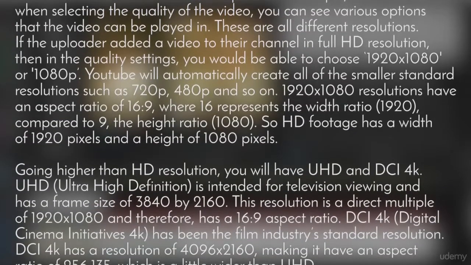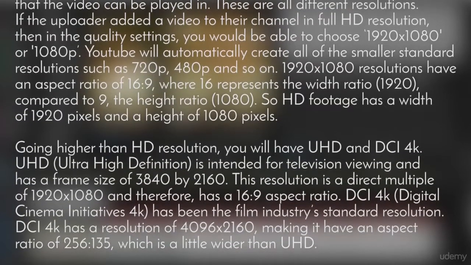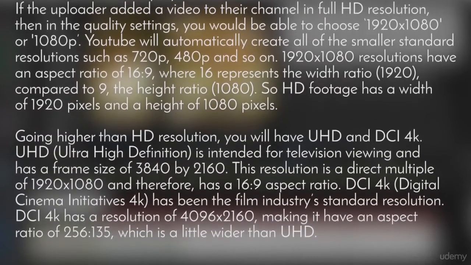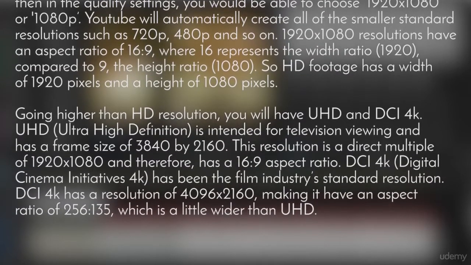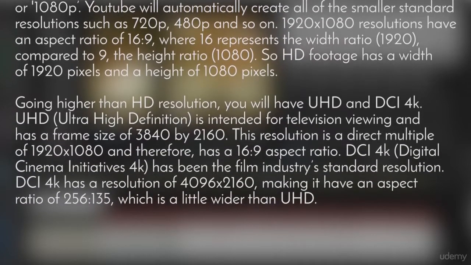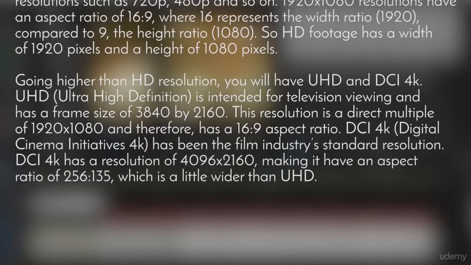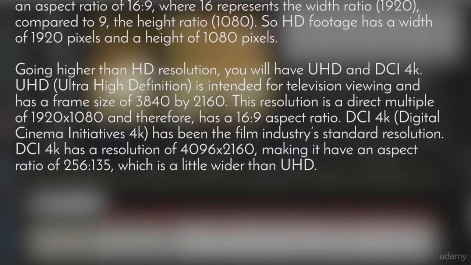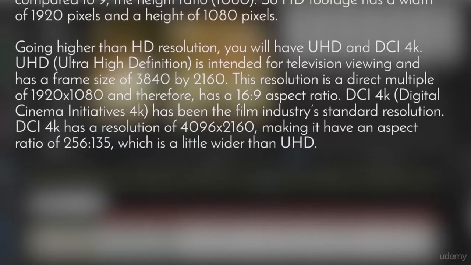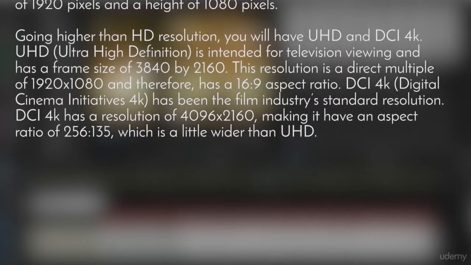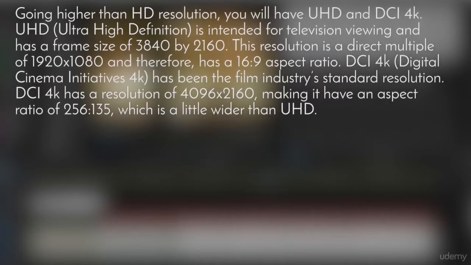Going higher than HD resolution, you will have UHD and DCI 4K. UHD, ultra high definition, is intended for television viewing and has a frame size of 3840 by 2160. This resolution is a direct multiple of 1920 by 1080 and therefore has a 16:9 aspect ratio. DCI 4K, Digital Cinema Initiatives 4K, has been the film industry's standard resolution. DCI 4K has a resolution of 4096 by 2160, making it have an aspect ratio of 256 by 135, which is a little wider than UHD.